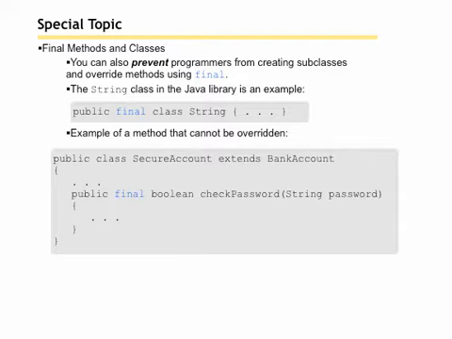An example of a method that cannot be overridden is using final in a method. I do not believe that final methods are part of our AP subset, but I will double check and get back to you. So public class SecureAccount extends BankAccount, public final boolean checkPassword(String password). That means we cannot override the checkPassword method inside any subclasses of SecureAccount.